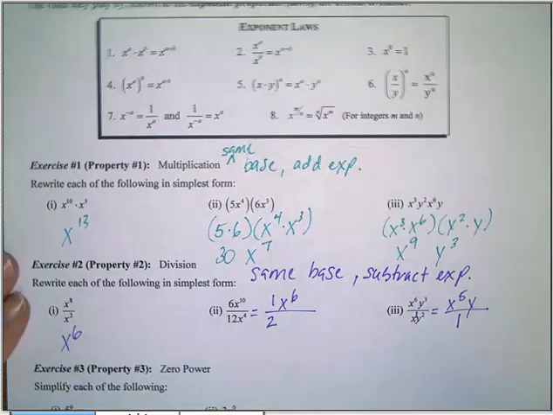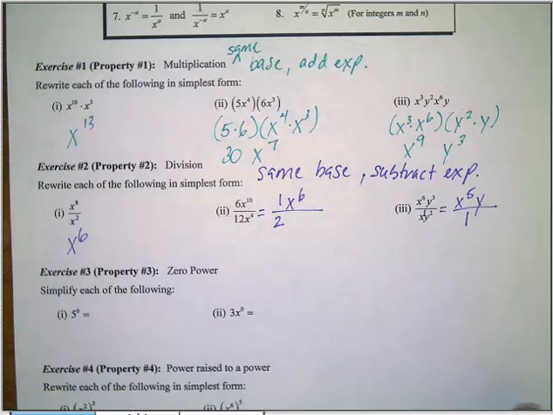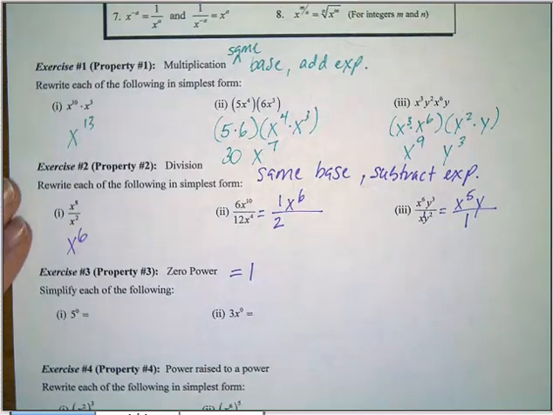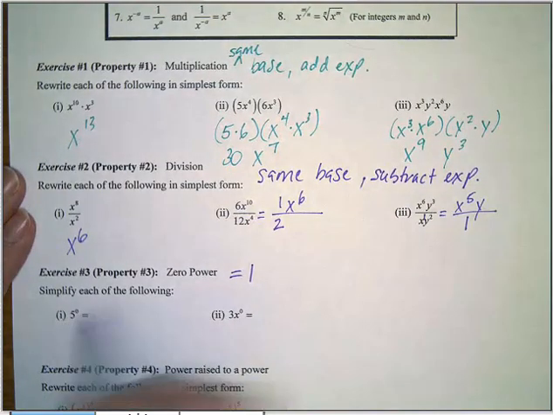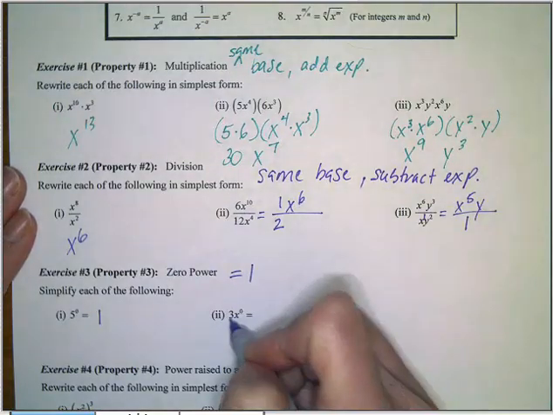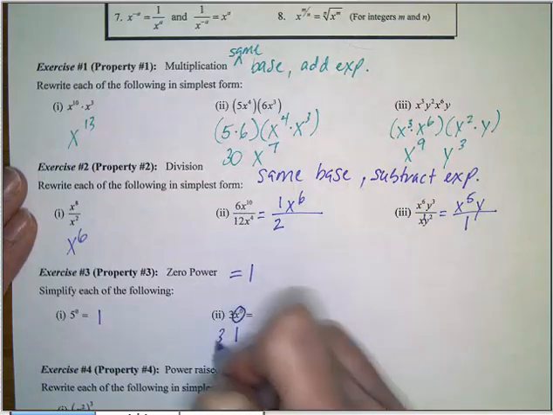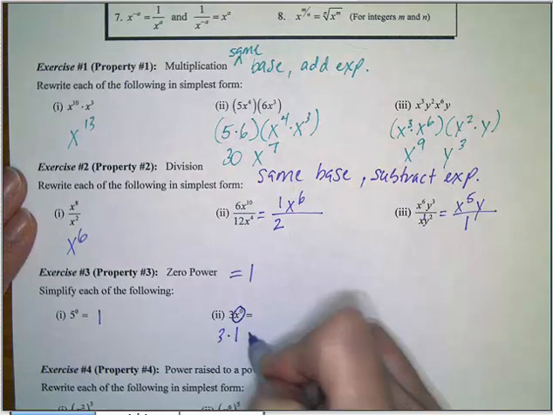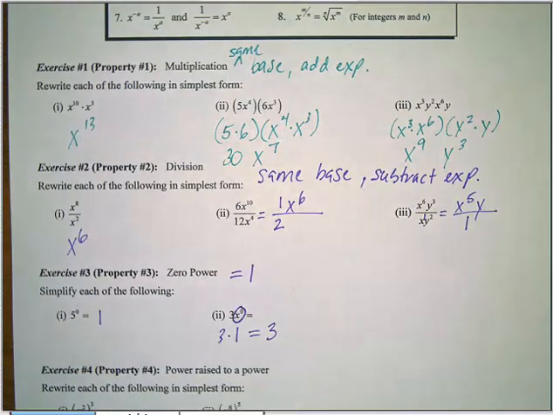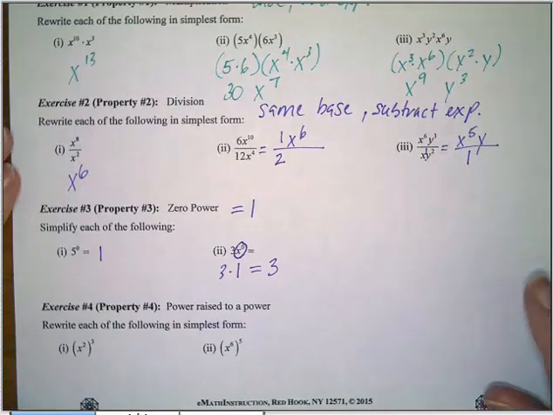The third property is the zero property. And anything raised to the 0 power equals 1. So letter I, or the first one, 5 to the 0, is 1. Now you've got to be careful in the next one because it says 3 times x to the 0. So x to the 0 is 1. So I'm multiplying 3 by x to the 0, so 3 times 1 is 3. So be careful with your 0 powers. Or any powers, you need to know what the base is that it's attached to.